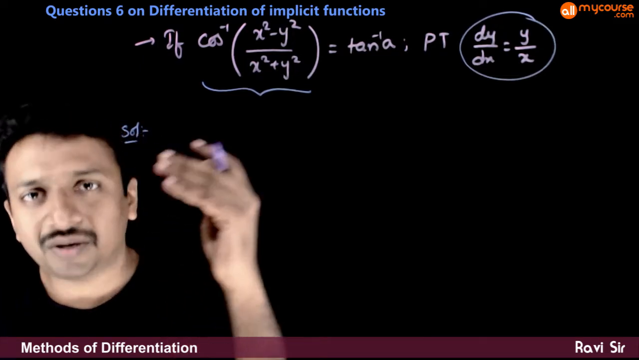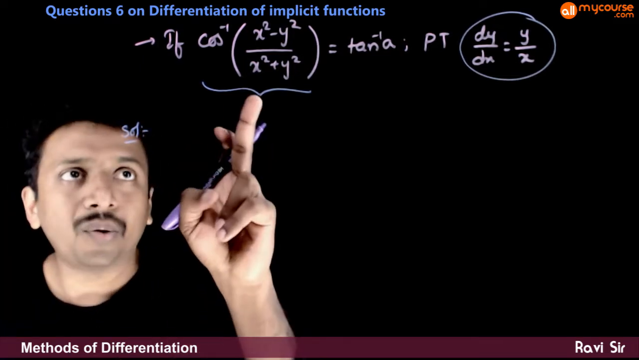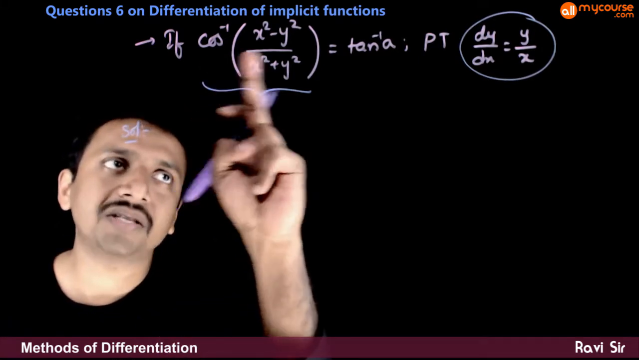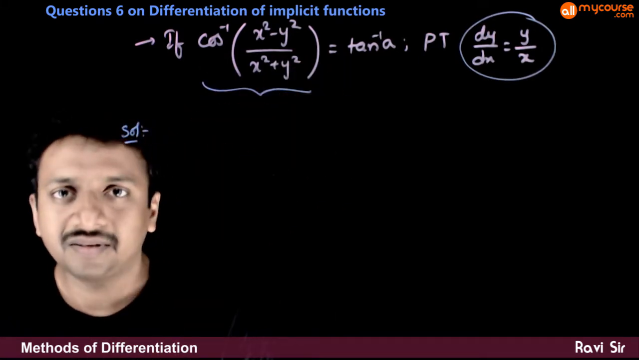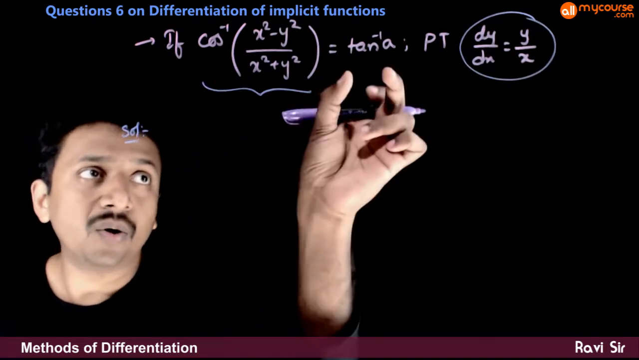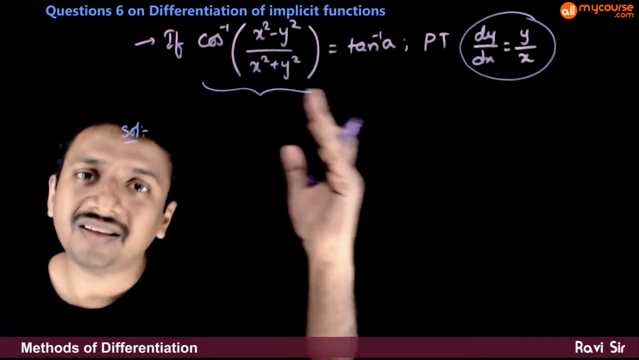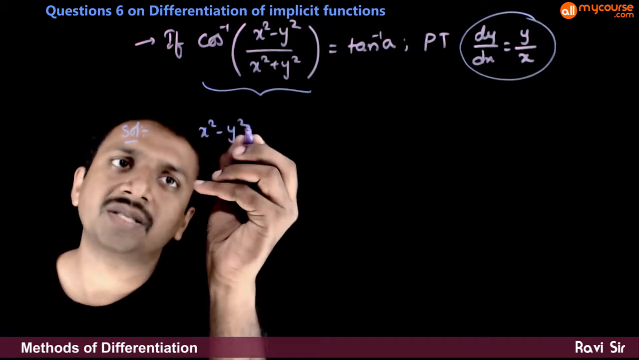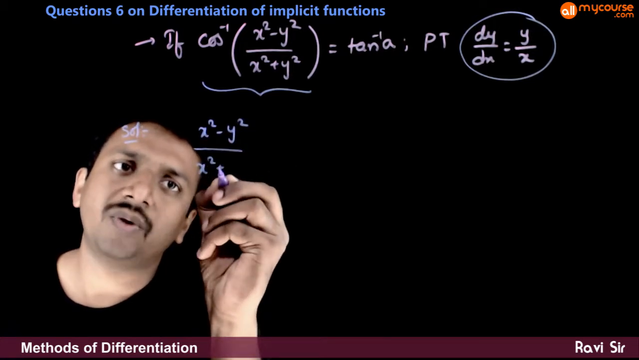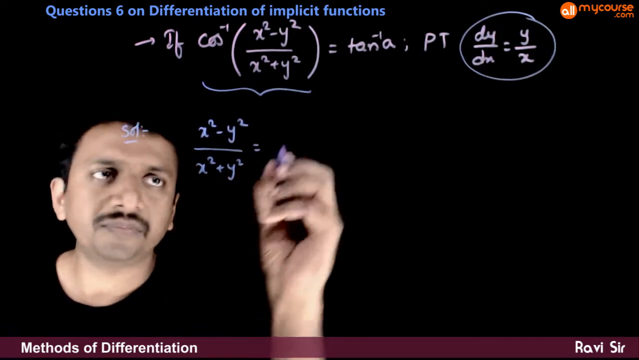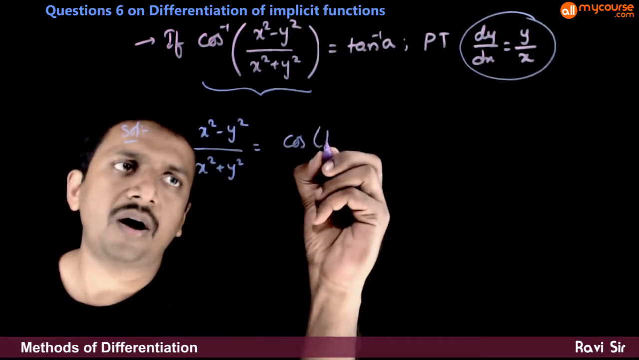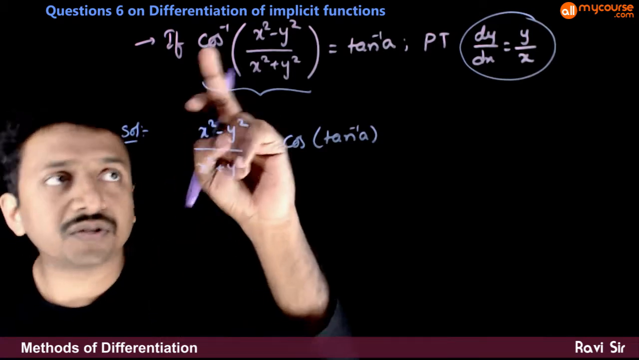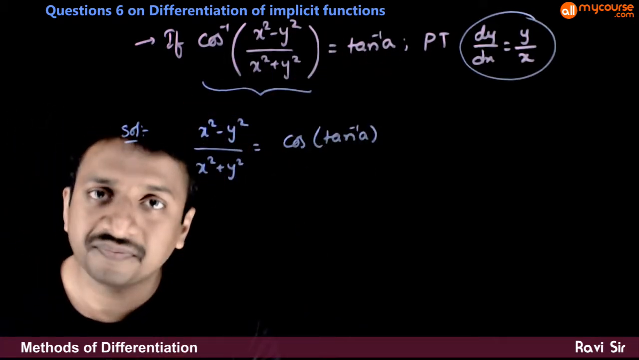So let us do the differentiation. I won't do the direct differentiation. First, I'll send this cos inverse onto that side. In that way, the whole constant will go to the right hand side. So can I say that (x square minus y square) by (x square plus y square) is equal to cos of tan inverse A, right? If cos inverse goes onto that side, it becomes cos.